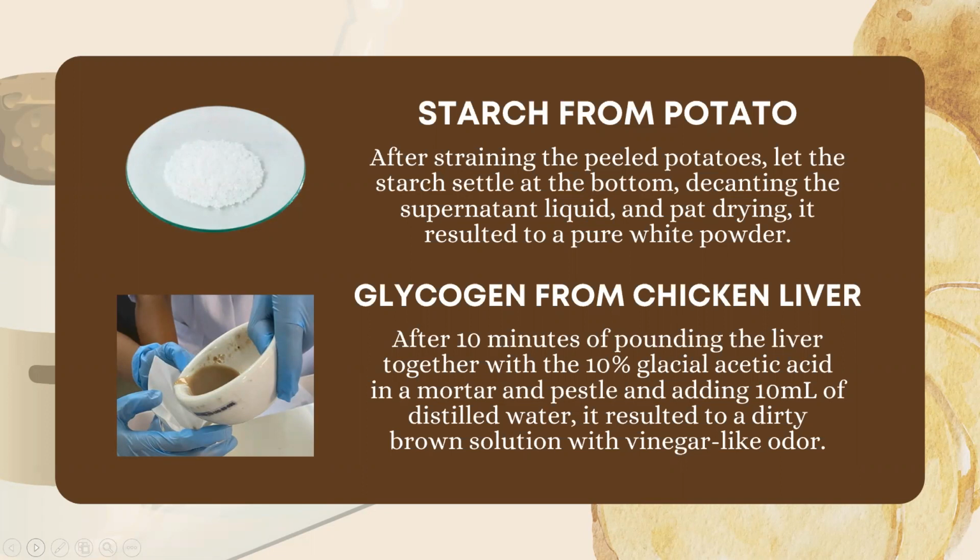And for the glycogen from chicken liver, after 10 minutes of pounding the liver together with 10% glacial acetic acid in a mortar and pestle and adding 10 ml of distilled water after achieving a homogeneous phase, it resulted in a dirty brown solution with a vinegar-like odor. As expected, since glacial acetic acid is a byproduct of fermentation and gives vinegar its characteristic odor.